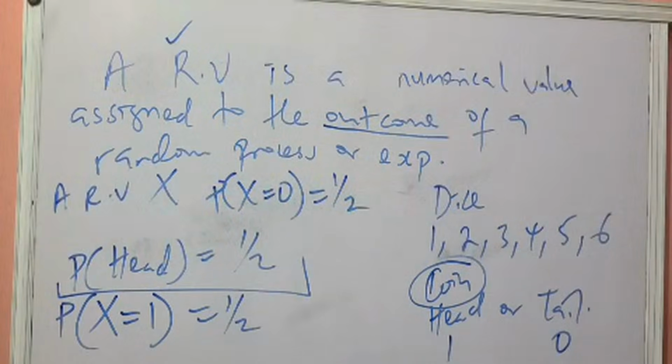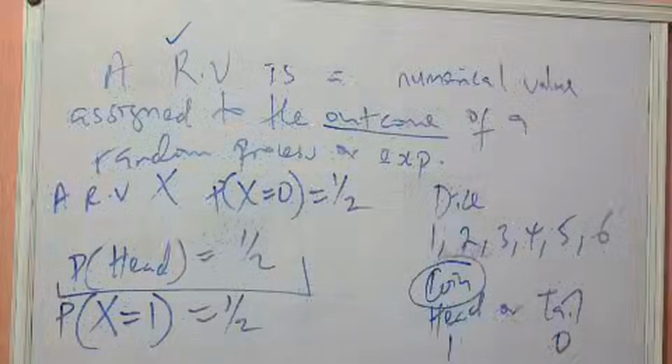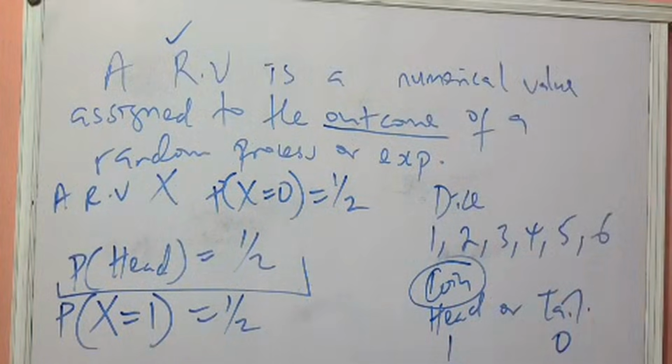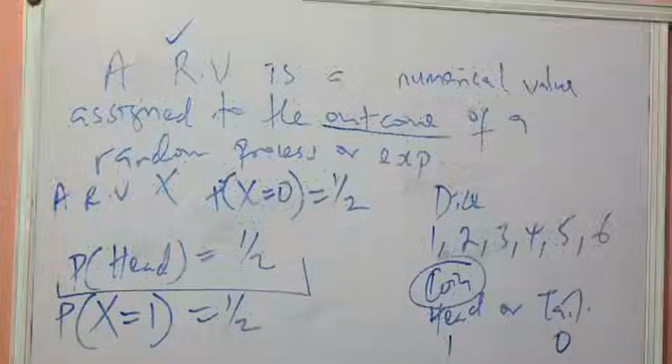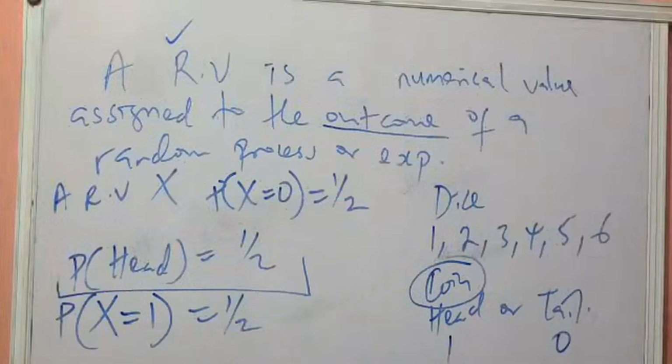Now, I need you to understand that this is a very simple random process containing just 2 outcomes. So you understand that with random processes, we're not always going to be having just 2 different outcomes. We could have different possible outcomes depending on the random process we are dealing with.